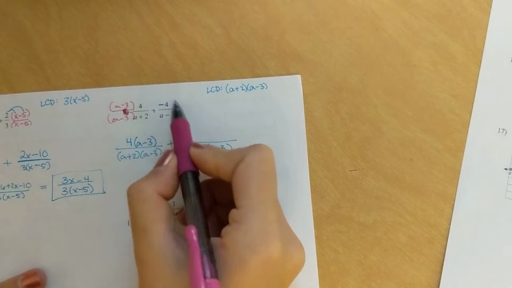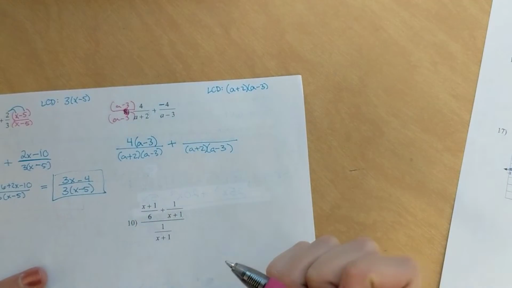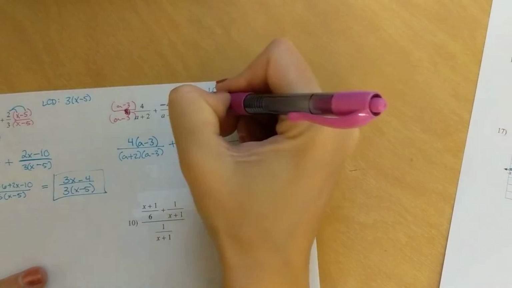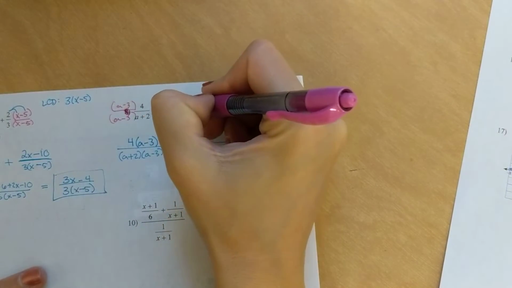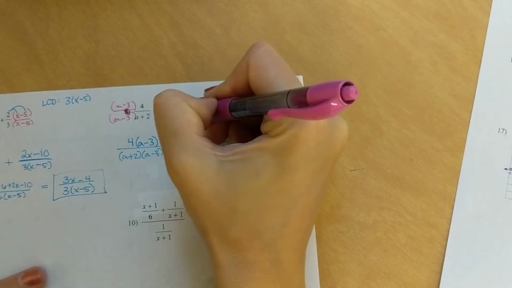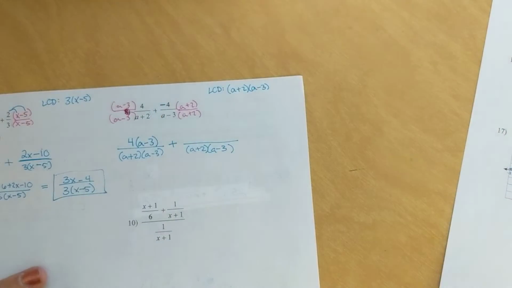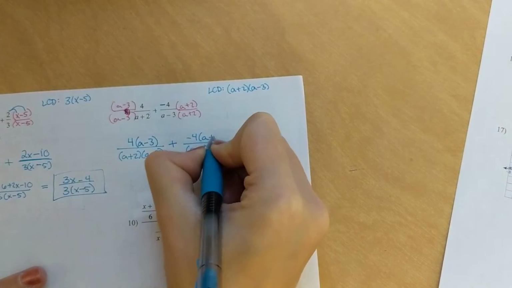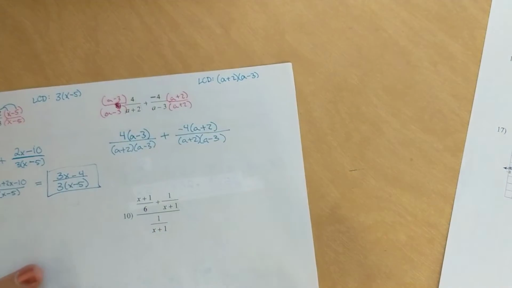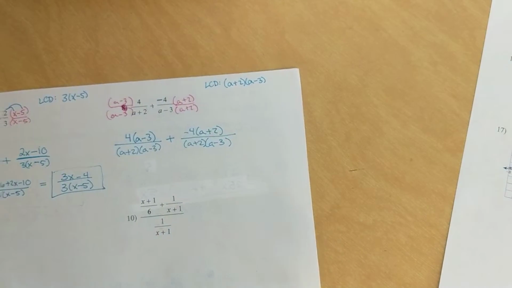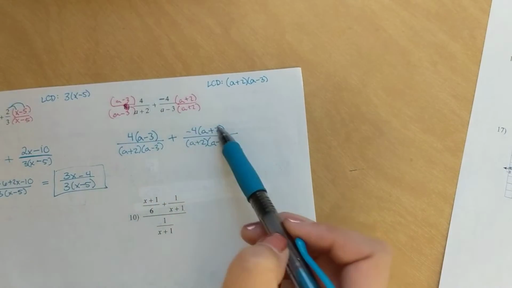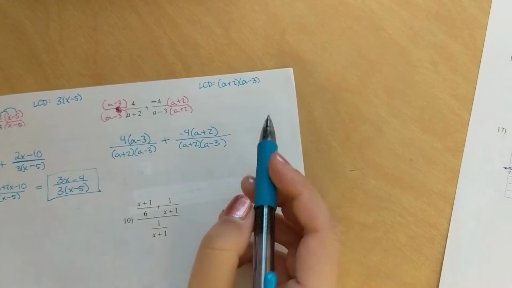Okay, this fraction is missing what? A plus 2. So we need to multiply this by a plus 2 over a plus 2, which would be negative 4 times a plus 2. Now we have the same denominator. Go ahead and distribute, okay? Distribute those 4's in, and then combine like terms.